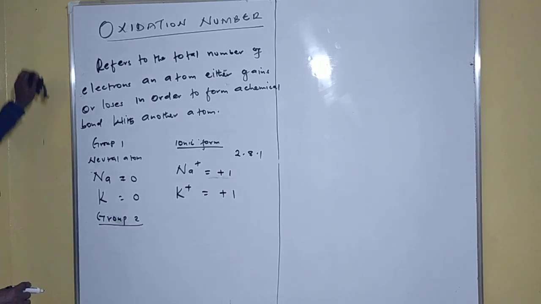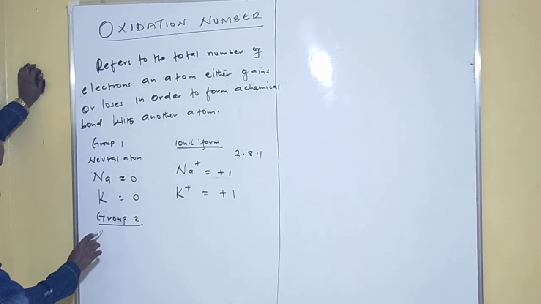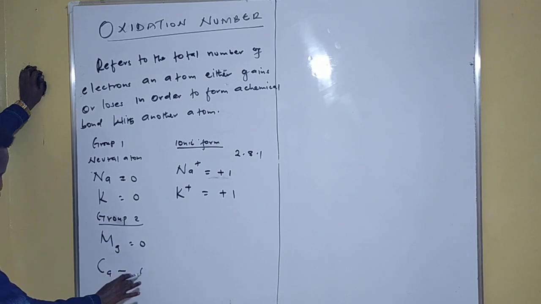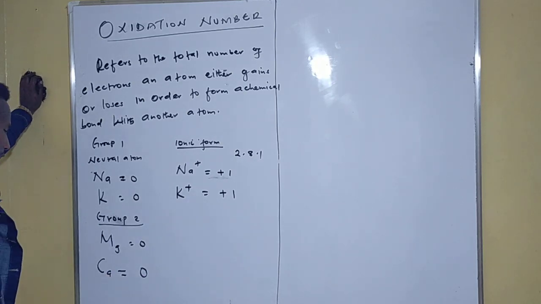You know group two. Okay, we said for any neutral atom, the oxidation number is what? Zero. So if I write magnesium atom, the oxidation number is zero. If I write calcium atom, the oxidation number is also zero. Just understand that, because these are neutral atoms.